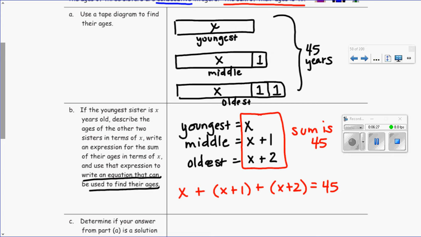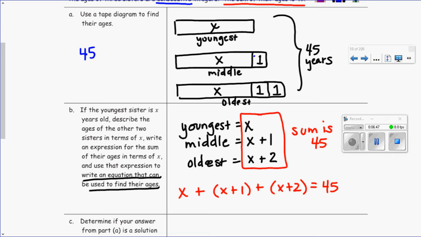Okay, now that we have a couple diagrams, we're going to actually figure out the youngest sister's age. You might have already done that, but if you haven't, here's an explanation on how we can do that. So the youngest up above in the tape diagram, plus the middle, plus the oldest, all equals 45 years. So what we can do here is we can do 45.